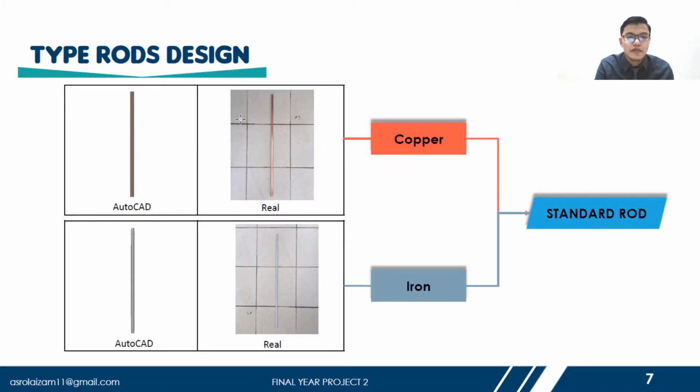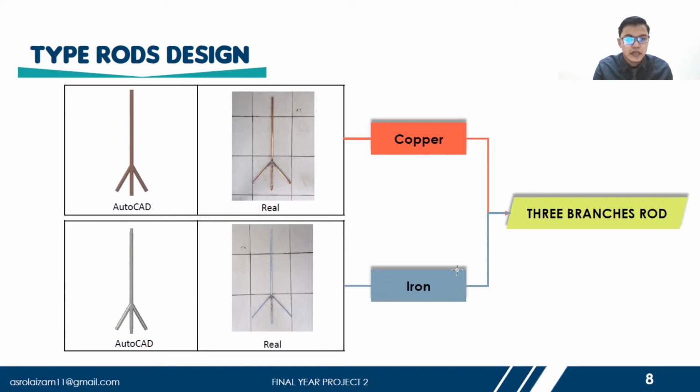So this is my road design. First I designed with the software AutoCAD, because in 3D modeling I can see it from various directions, and then this is the real road that has been developed. This is the copper one, this is the iron one, and this is the standard type. The second one is the 3 branch road, where I add branches to the standard road to become a 3 branch road.